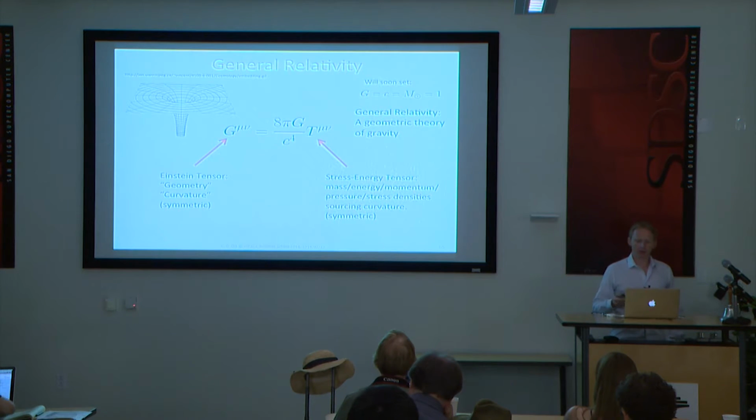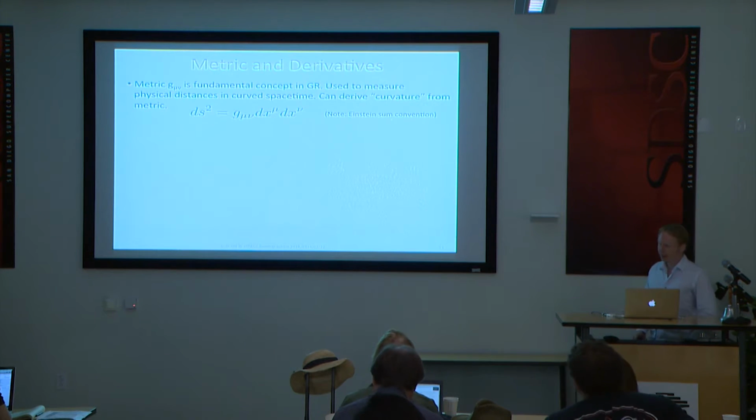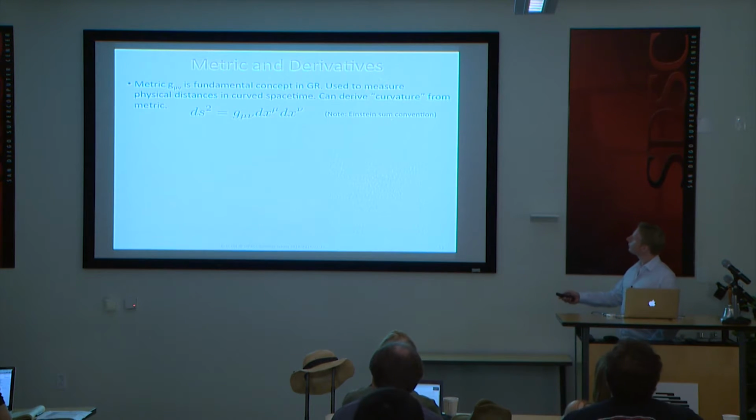These tensors are all symmetric. In 4D, you have 10 independent tensor components that you need to deal with. You introduce a metric. Metric is the most fundamental quantity in GR. We use it to measure physical distances in curved space-time. We can derive any curvature from the metric. And this is a line element, some distance in space-time.